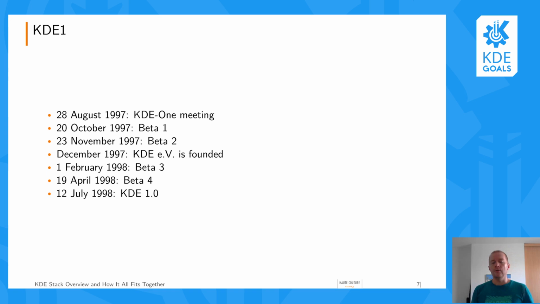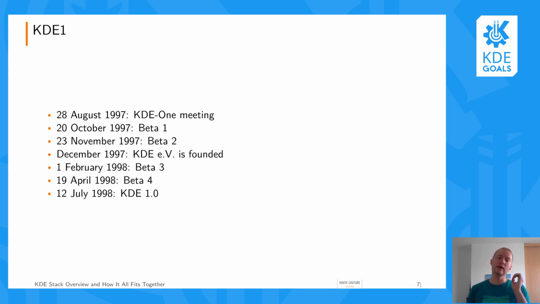Then we get a series of meetings and beta versions. So there's the KDE 1 meeting in August, and then a beta 1, a beta 2 in December. So we're a bit more than a year after the creation of KDE itself. The KDE EV is founded. Interesting fact that you might have noticed at that point, if I go back one slide, the KDE Free Qt Foundation has actually been created before the KDE EV, which is interesting because very often people think that's the other way around. We'll get back to that particular point a bit later.